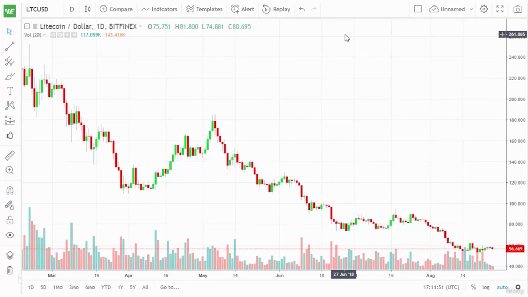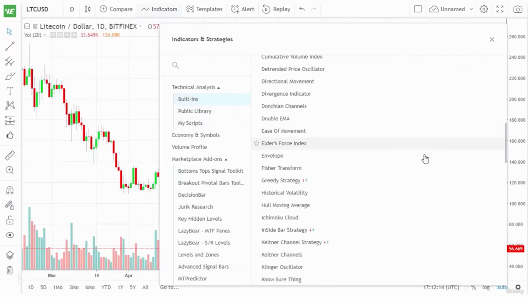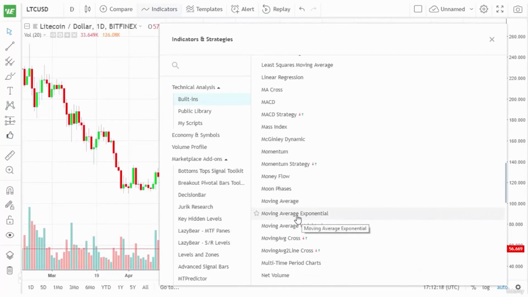And really, what moving averages do is they just give you an idea as to the overall attitude of the market. So for this example, I'm going to use a Litecoin daily chart. And moving averages are very simple to plot on TradingView, like anything else. I'll go ahead and click the indicators. And you go down and you look for moving averages. And in this case, we'll use the exponential.